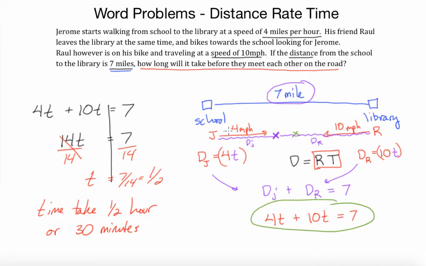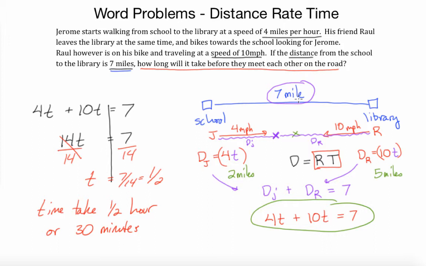There you go. If you really want to get wild and crazy, if they both travel for 30 minutes, that means Jerome went 4 miles an hour for half an hour, so he goes 2 miles. Raul goes 10 miles an hour for half an hour, so 10 times 1/2, he must have traveled 5 miles. And there you can see 2 miles plus 5 miles adds up to 7 miles. So it's a quick way to check your work.